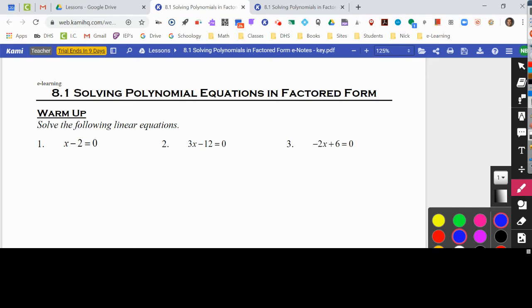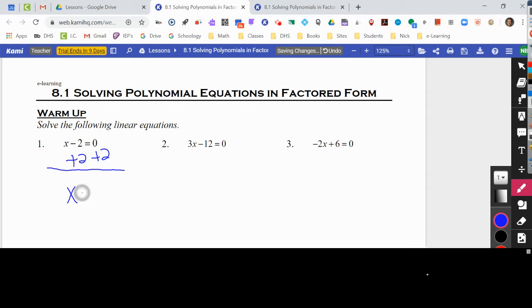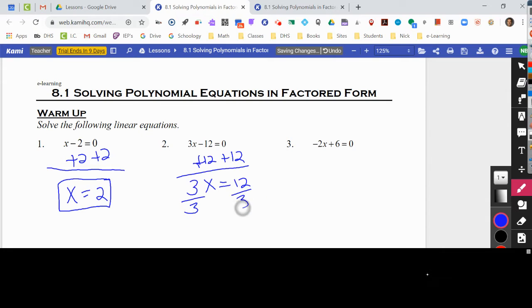All right, how'd you do? So number 1, first we have to add 2 to both sides. That's how we solve these linear equations, inverse operations, so we get x is equal to 2. For number 2 here, it's 3x minus 12 equals 0. To solve this, first we have to add 12 to both sides, and then we get 3x is equal to 12. And then we divide by 3 on both sides, and we get x is equal to 4.